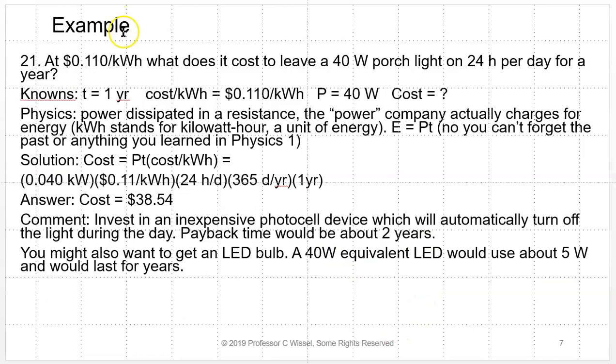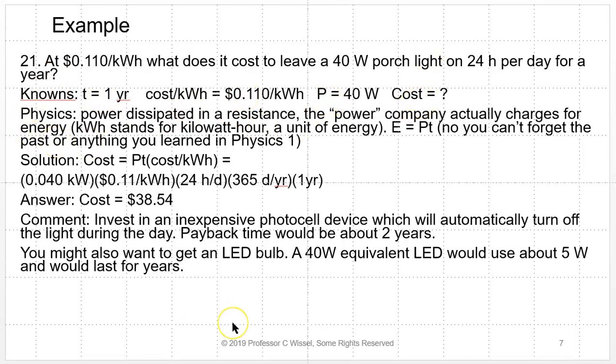so 4 times as much power. At 11 cents a kilowatt hour, which is $0.110 per kilowatt hour, what does it cost to leave a 40-watt porch light on 24 hours a day for a year? The knowns in this are time equals 1 year, cost per kilowatt hour is $0.110 per kilowatt hour. The power is 40 watts. What's the cost?